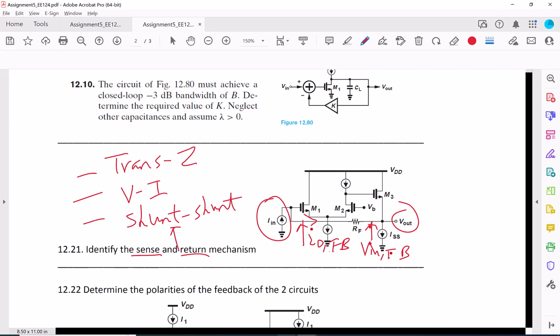No, when we say sense and return, we need to go back to, remember this one? We always say that this is sense, right? And then you have a feedback, and then this is return. So what is the sense mechanism? What are we sensing? The voltage, right? We're talking about the feedback, right? The voltage. So how do you sense it? How do you sense a voltage? Parallel, yeah. How about return?